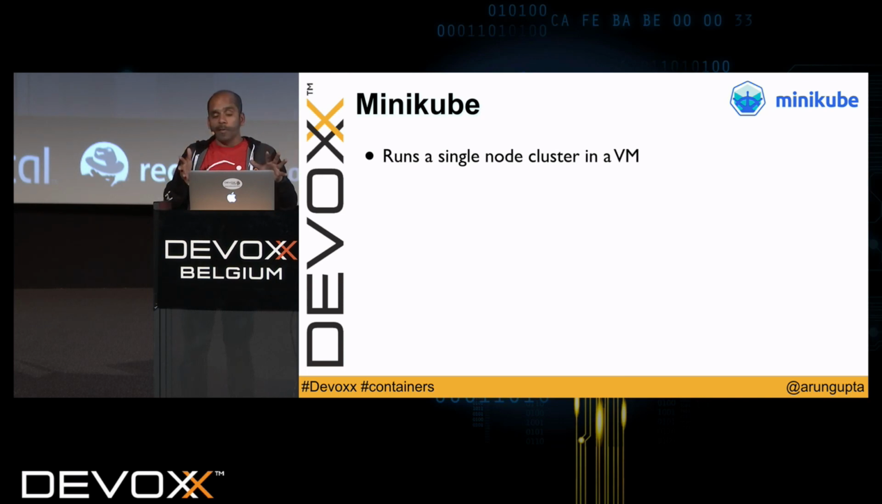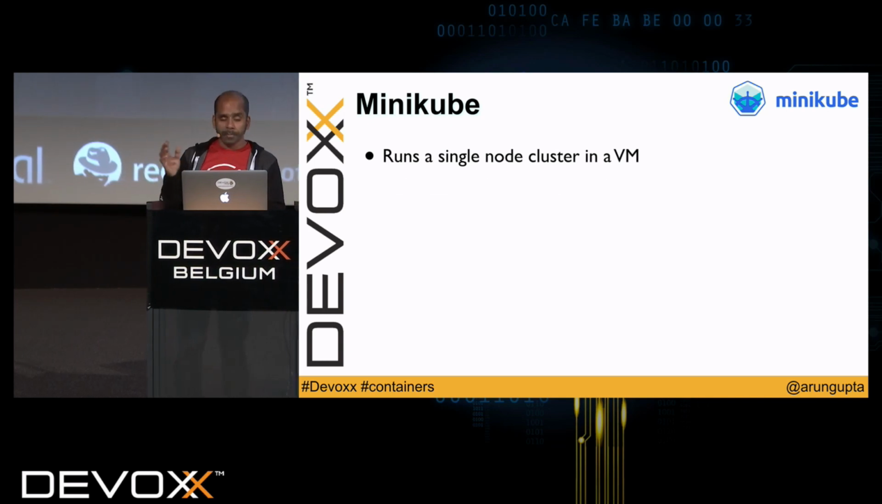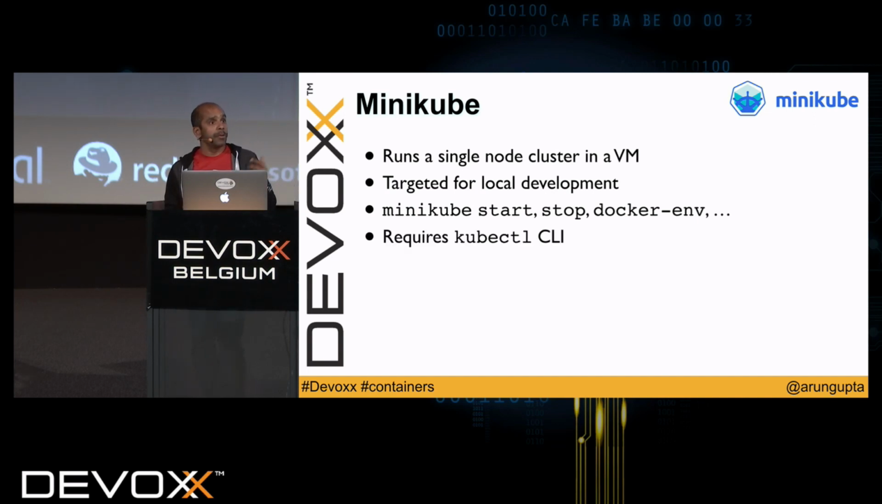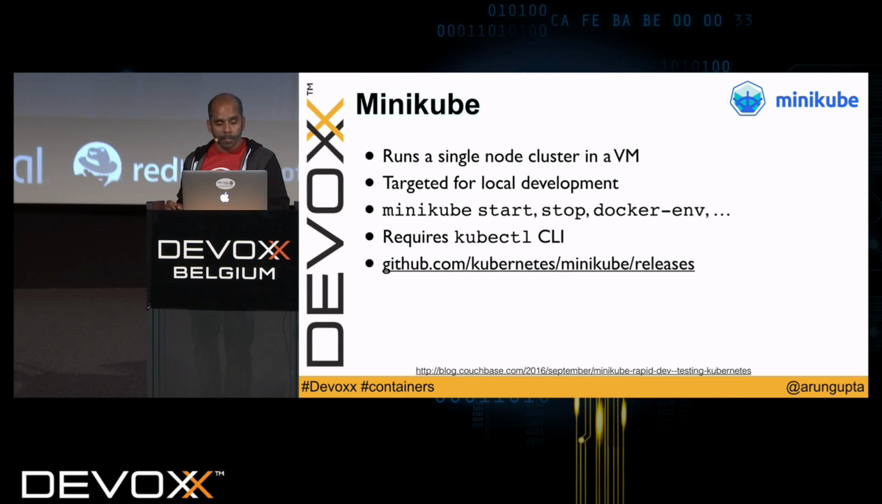That's where Minikube is very helpful. You download it locally. It runs a single node cluster in a VM, very similar to Docker for Mac and Windows. It is targeted for local development. You download this exe, and you can say minikube start, stop. You can even configure your Docker CLI to talk to the Docker host running in Minikube itself. That's pretty cool. But it does require the kubectl CLI, which is just one exe that you download. With kubectl and Minikube, you can do all of your local development very easily in an offline mode. I talked about how to get started with kubectl and Minikube on the blog mentioned over here.